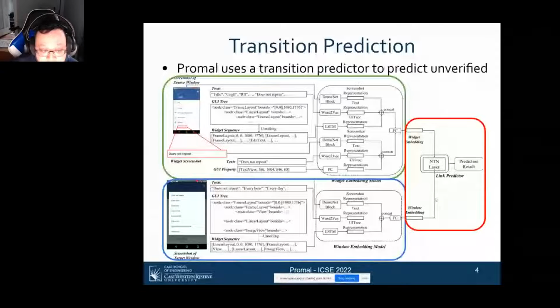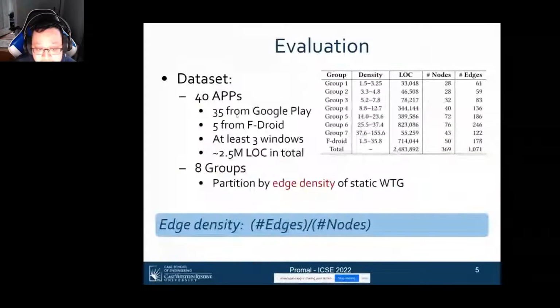We did our evaluation on a dataset of 40 apps, and 35 of them are from Google Play and 5 of them are from F-Droid. To guarantee the complexity of these apps, we checked them to make sure they have at least 3 windows and enough lines of code.